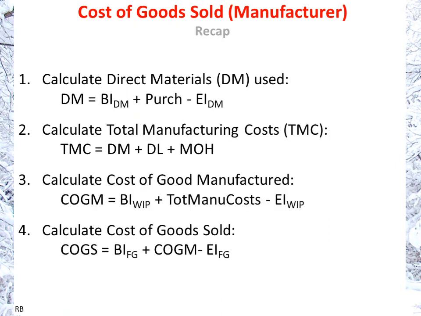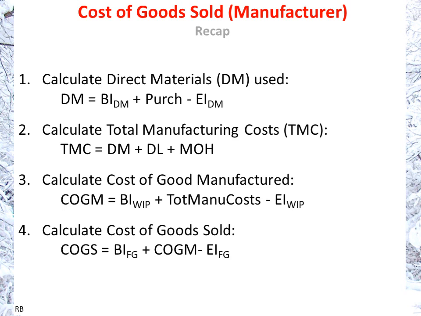So, a recap of the 4 steps for a manufacturer. Number 1, we calculate the direct materials used. That's simply the beginning inventories plus the purchases minus the ending inventories. That gives us DM. Step 2, we calculate total manufacturing costs by taking the DM plus the direct labor plus the manufacturing overhead.